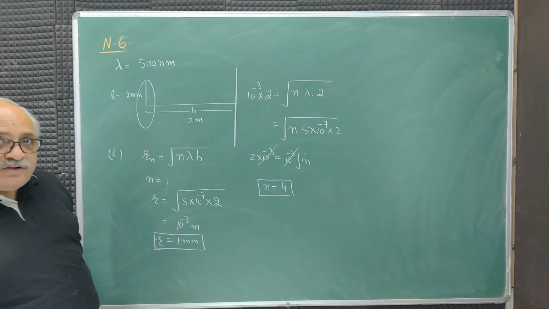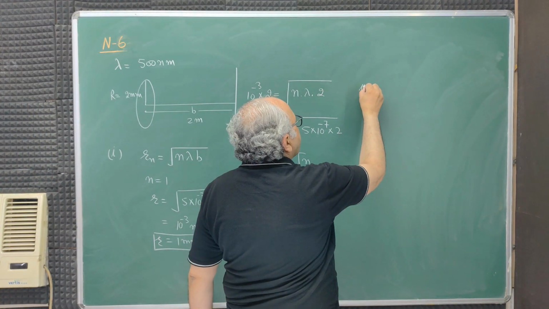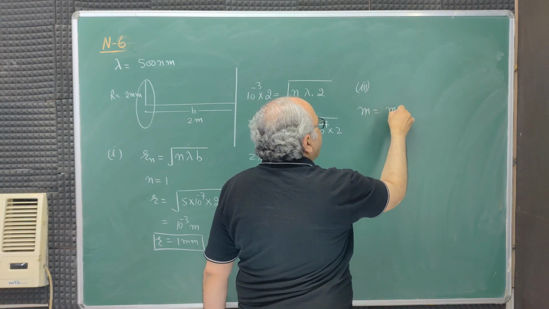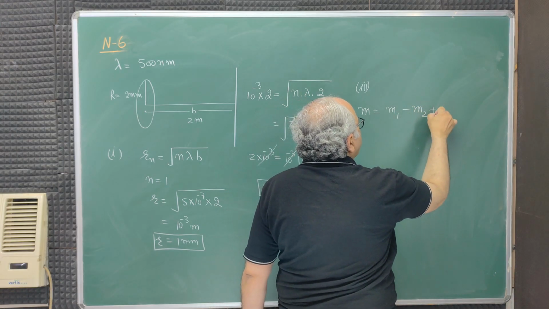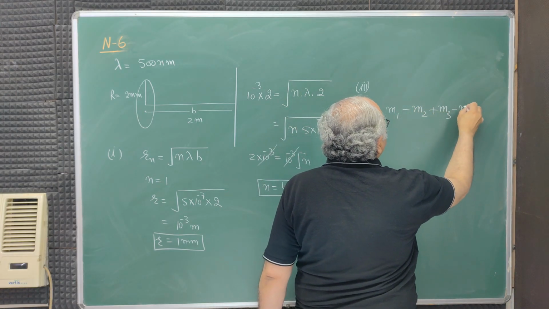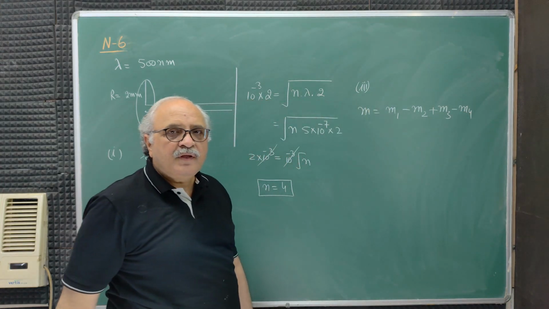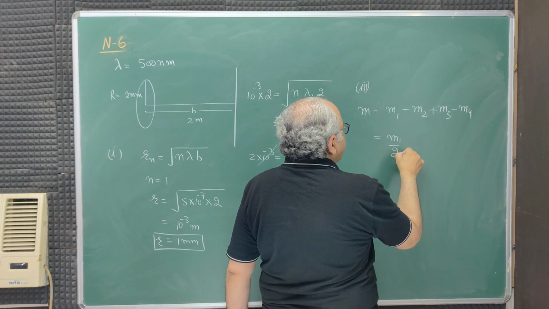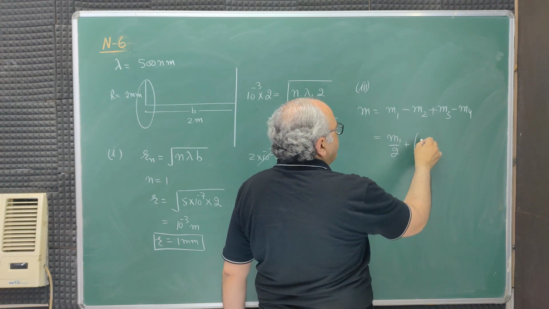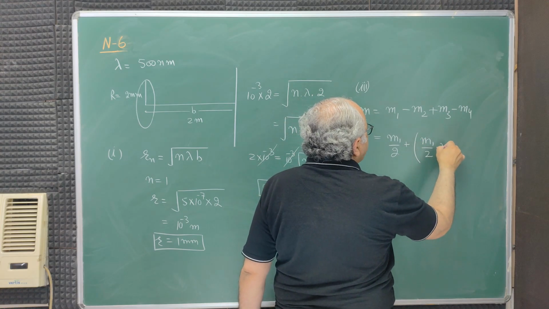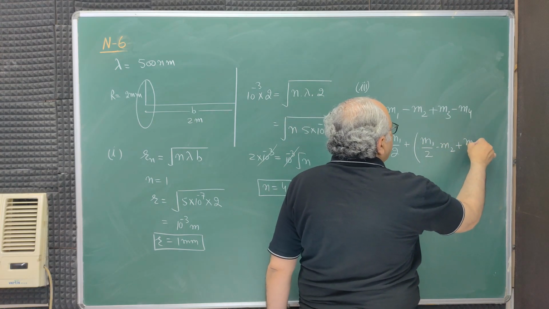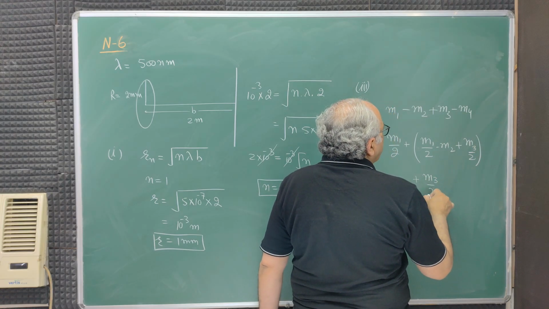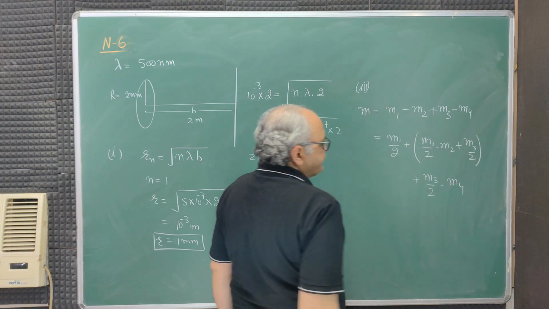Now to calculate the contribution, that is in the third part, we know that the total contribution is m1 minus m2 plus m3 minus m4. Now as we have discussed during the rectilinear propagation part, this can be written as m1 by 2 plus m1 by 2 minus m2 plus m3 by 2 plus m3 by 2 minus m4.